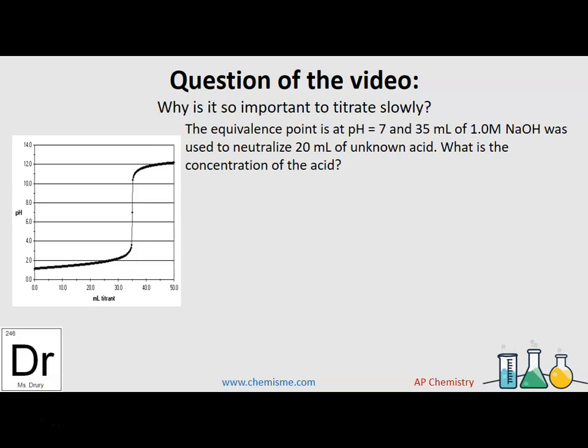The equivalence point is a pH of 7, right, on this graph, which is showing that it took 35 milliliters of titrant. I'm assuming that's sodium hydroxide, and we're also going to be given that it was a 1 molar solution. And it was neutralizing 20 milliliters of an unknown acid. What's the concentration of the acid?